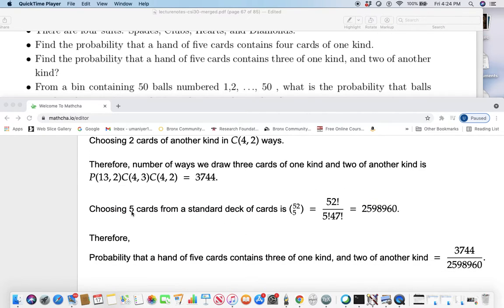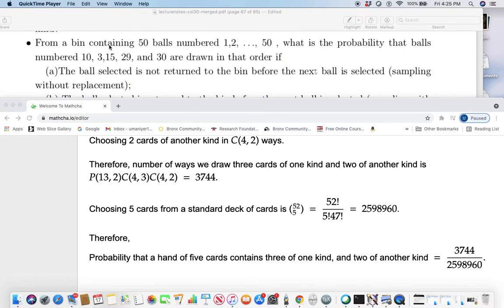In contrast, choosing 5 cards from a standard deck of cards is simply a random choice of 5 from 52. So that's a combination and you get a certain number. So the probability that a hand of 5 cards contains 3 cards of one kind and 2 of another is 3744 over all possible ways. All right.